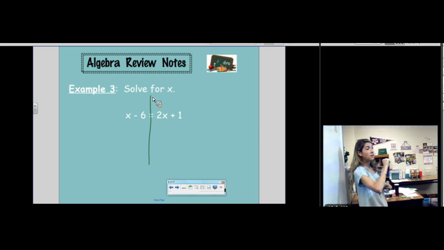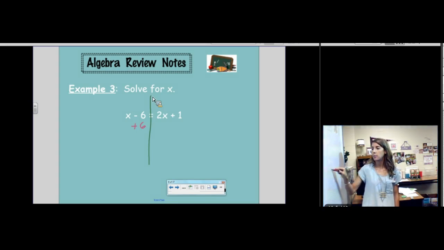Add 6. The opposite of minus is plus. So I want every student in this room to add 6 to both sides. Why did I put the 6 underneath the 1 and not underneath the 2x? It's called the like term. You don't add an x to an integer, so be careful. That is gone. x equals 2x plus 7. 6 plus 1. This is where I promised it's going to get negative.